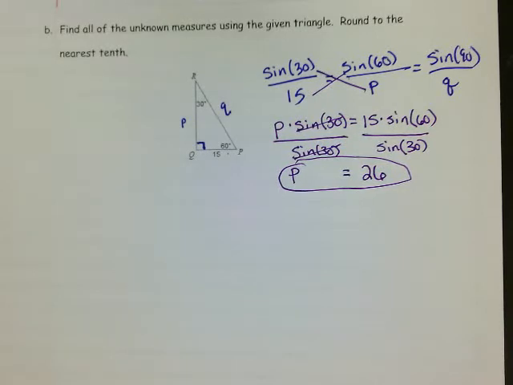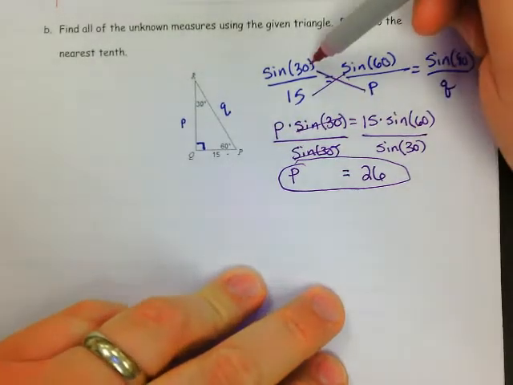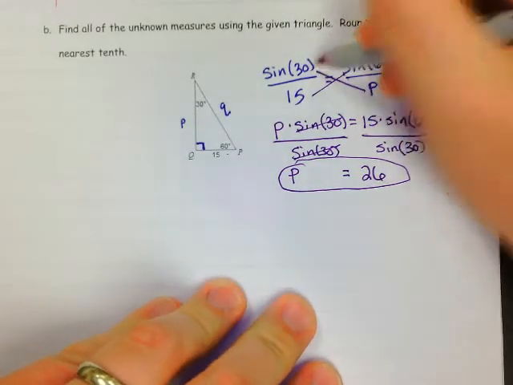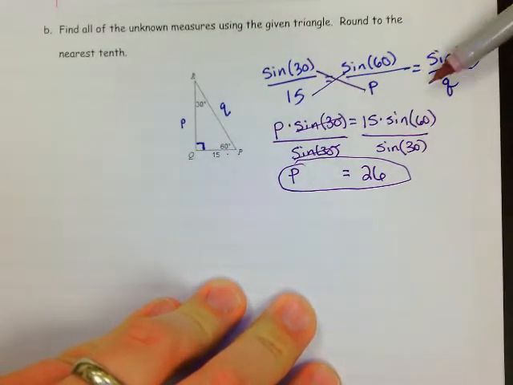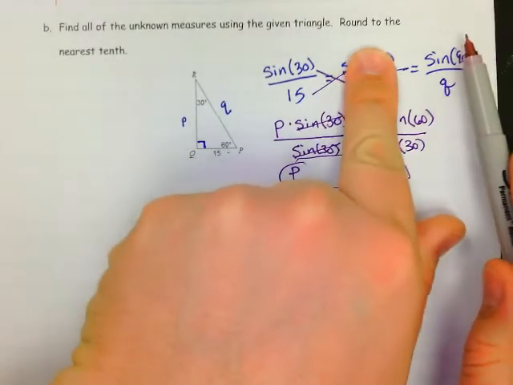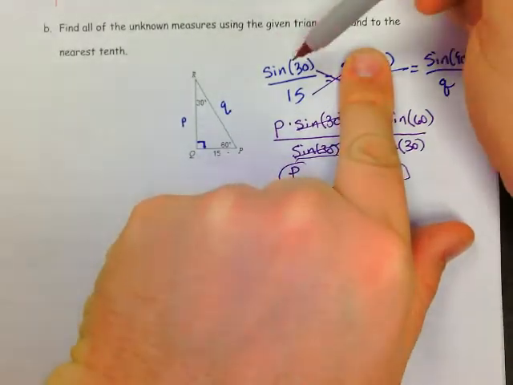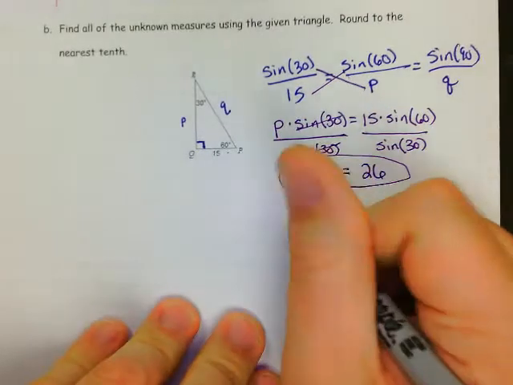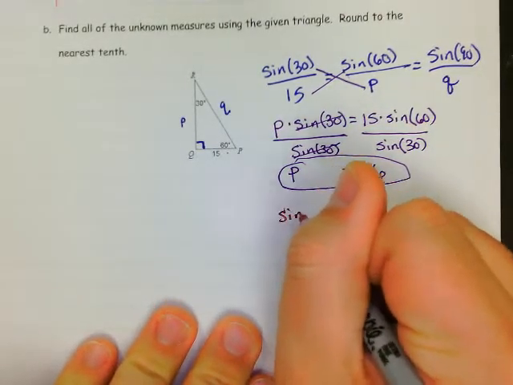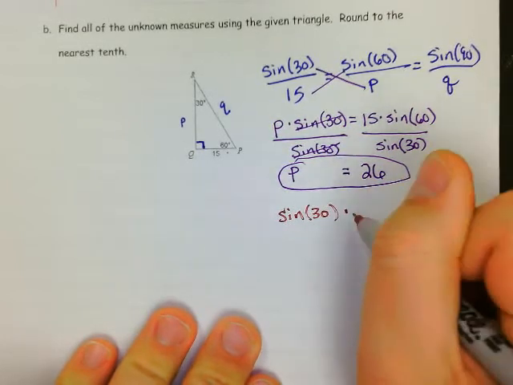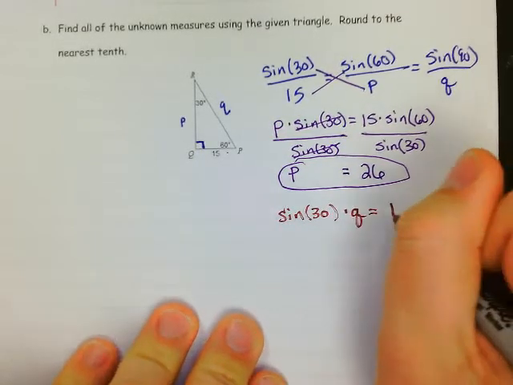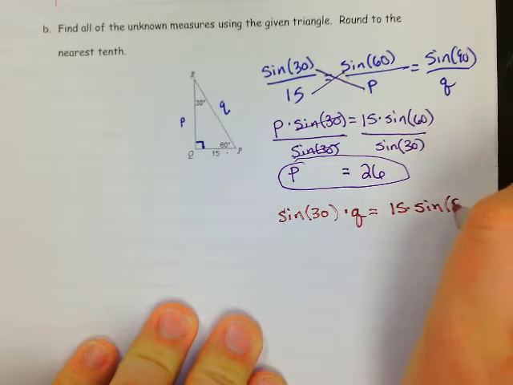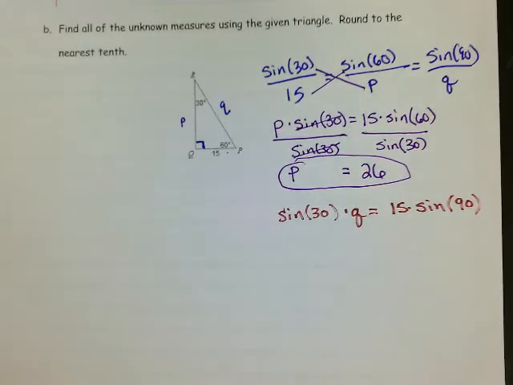Now, let's talk about finding Q. So for Q, I'm just going to go back up here, and I'm going to use the sine of 30 times Q. So I'm going to cross multiply the sine of 30 times Q. I'm just pretending this middle part isn't in there for right now, so I'm going to cover it up. The sine of 30 times Q equals 15 times the sine of 90.